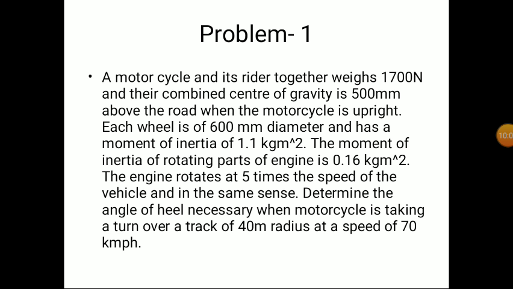Okay, let us discuss our problems. A motorcycle and its rider together weigh 1700 Newton and their combined center of gravity is 500 mm above road and the motorcycle is upright. Each wheel is 600 mm diameter and has a moment of inertia of 1.1 kilogram meter square. The moment of inertia of rotating parts of the engine is 0.16 kilogram meter square. The engine rotates at 5 times the speed of vehicle and in the same sense. Determine the angle of heel necessary when the motorcycle is taking a turn over a track of 40 meter radius at a speed of 70 km/h.